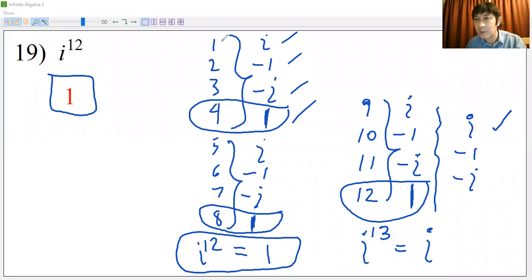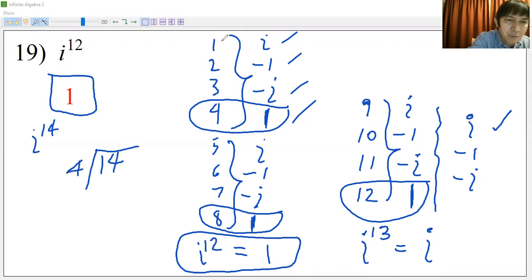What if we're asked to get i to the 14? Take note of the 14, and then you divide and take note of the remainder. I will divide 14 by 4, and we're going to have another 3. Our quotient is 3, and then we proceed with the procedure on how to continue the division. 3 times 4 is 12, with a remainder of 2.